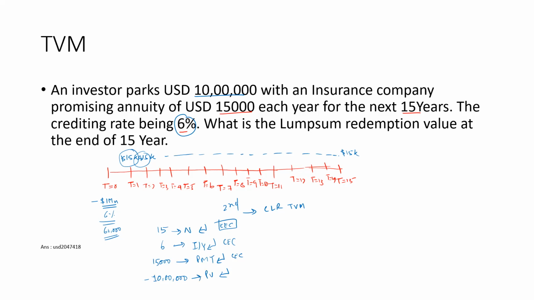Done, sir. Done? Okay. So now, out of the 5 variables, we have inputted 4 variables: the N, the I/Y, the PMT, and the PV. What is remaining? FV is remaining. That is exactly what has been asked: what is the lump sum redemption value at the end of year 15? That is the FV. So how do I find out? Simply press CPT and then press FV.